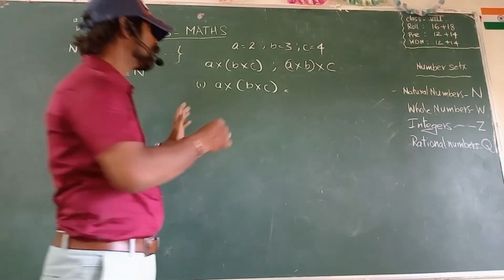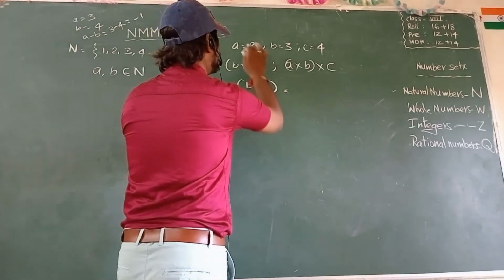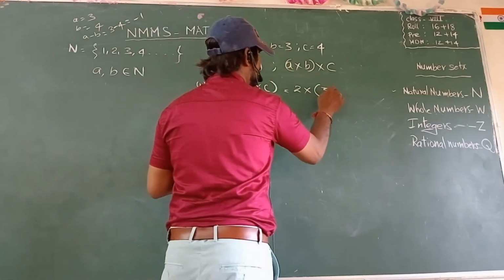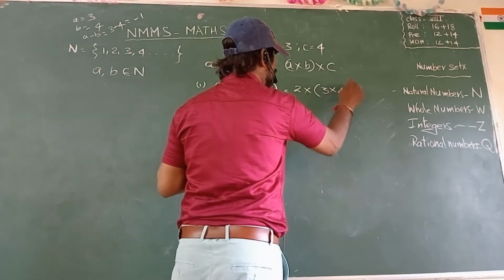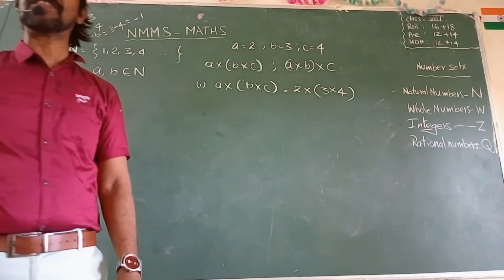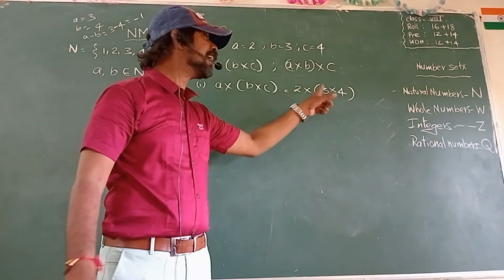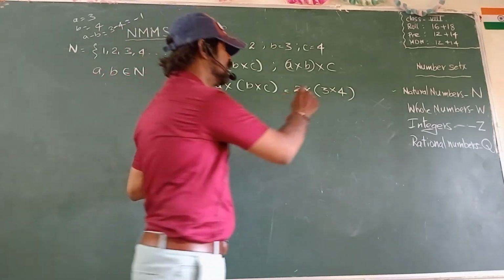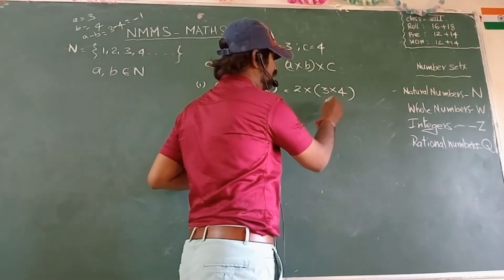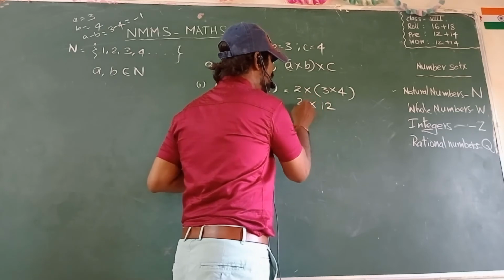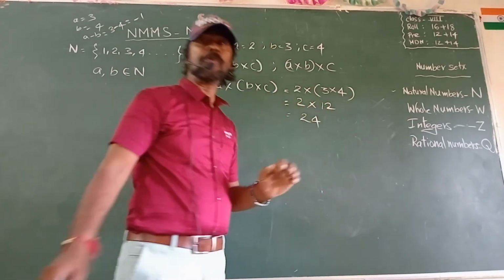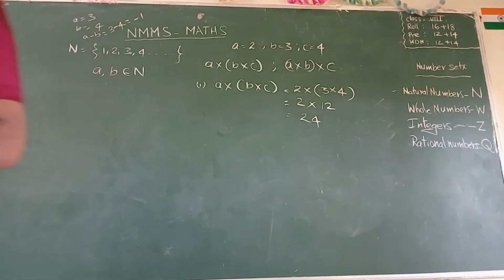Understand? Now A is how much? A is 2. B is 3. And C is 4. So which operation first do we have to do? 3 into 4, the bracket. First we have to do the bracket. 3 4s are 12. 2 into 12, 2 12s are 24. So we get the answer 24.